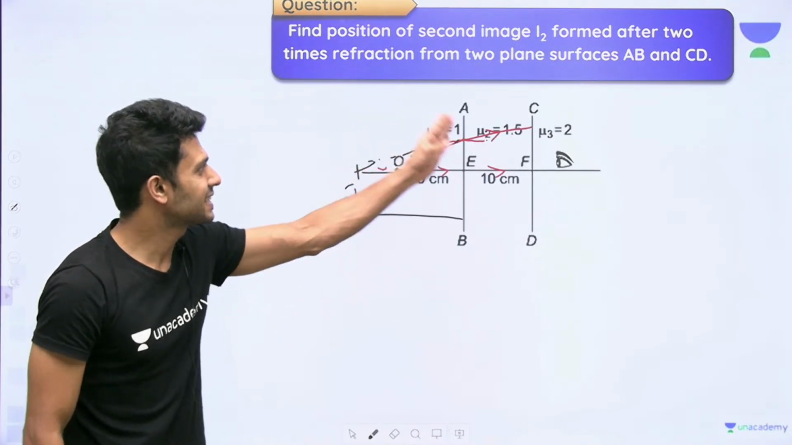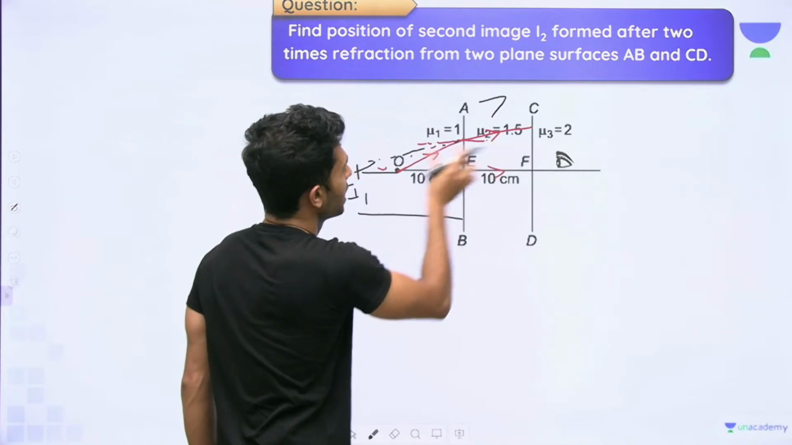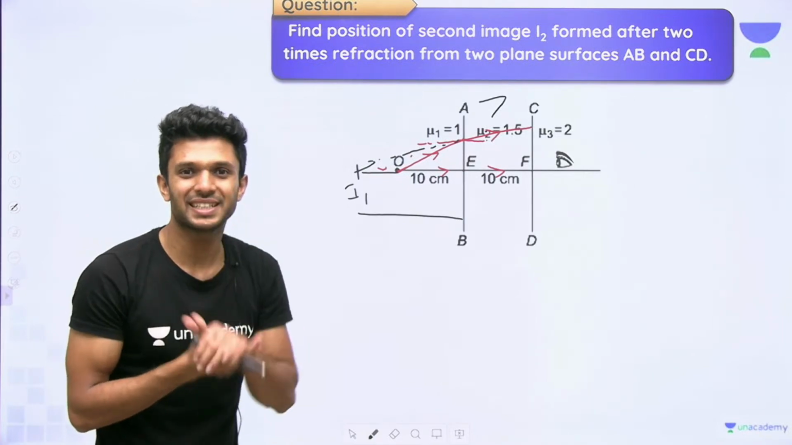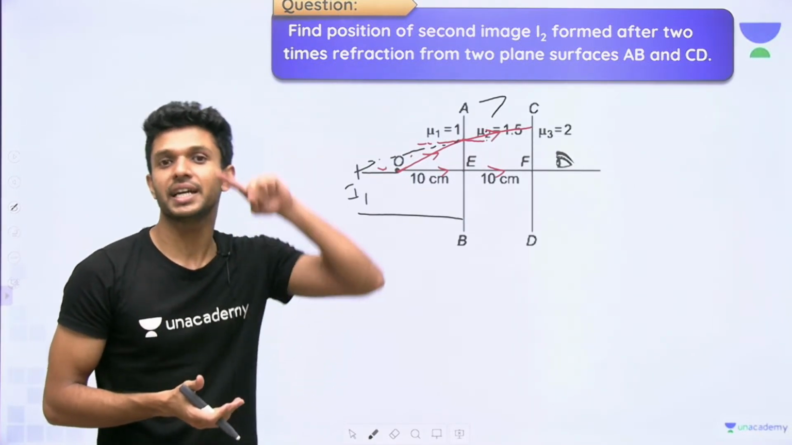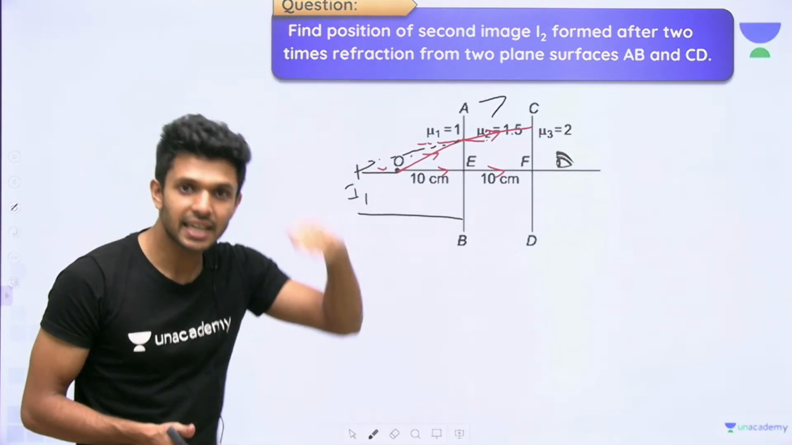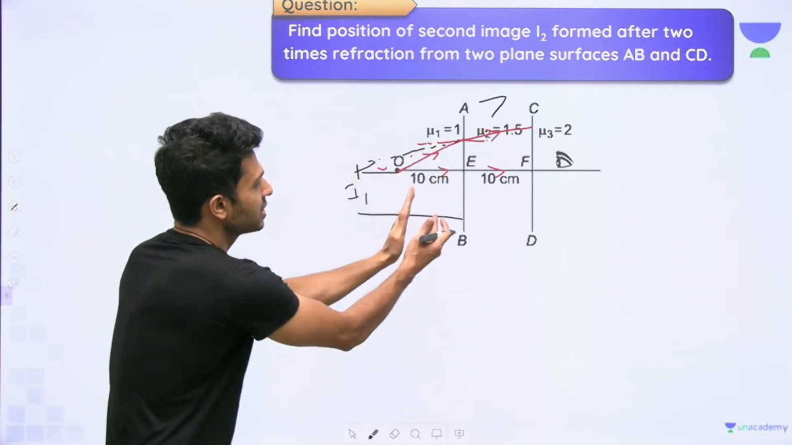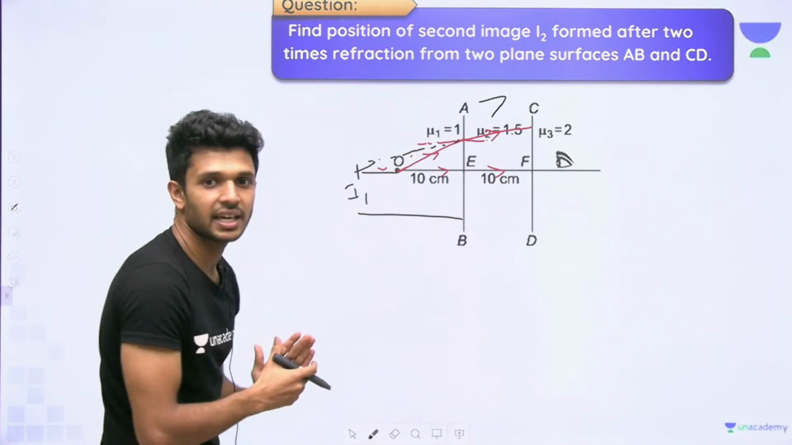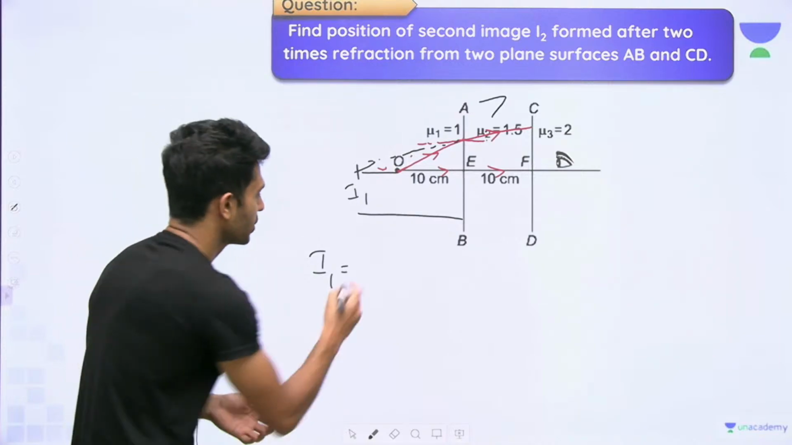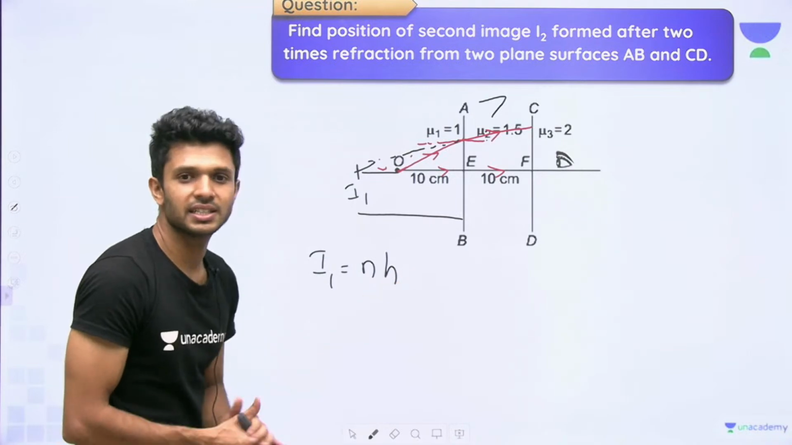Look, this is the same case of a person looking from a denser medium at an object in a rarer medium, just like our fish. When that fish was looking at a bird in the rarer medium, what happened? It seemed to be at a larger height. The same thing happens here. The image is formed at a larger height. So how will you find this I1? That is equal to n times h, n times the initial height.